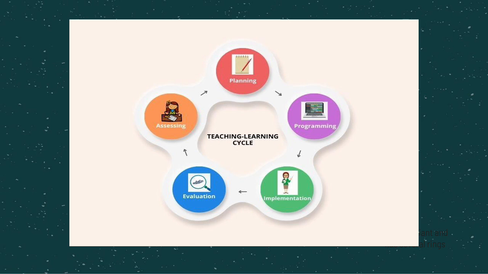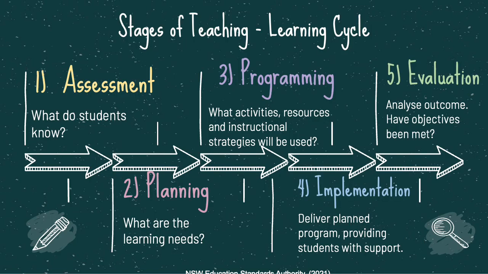The teaching learning cycle is a framework that describes the process of teaching and learning. The cycle involves assessing, planning, programming, implementing, and evaluating. And the ultimate goal of this teaching learning cycle is to enhance learning outcomes for students. The teaching learning cycle can be broken down into 5 parts.